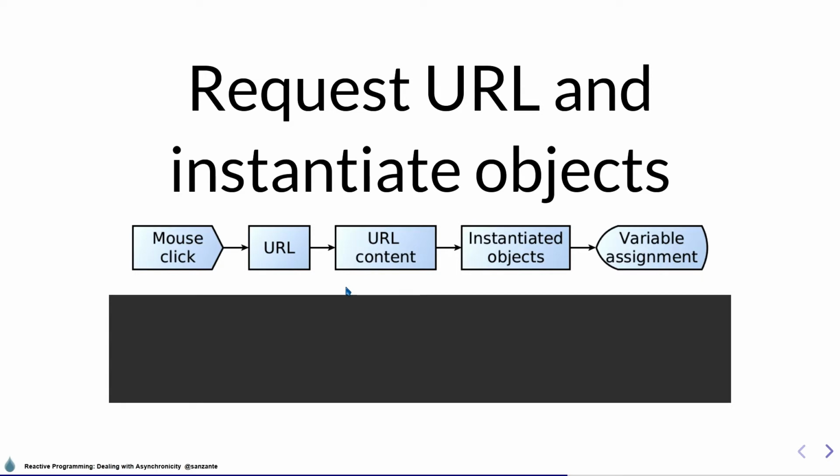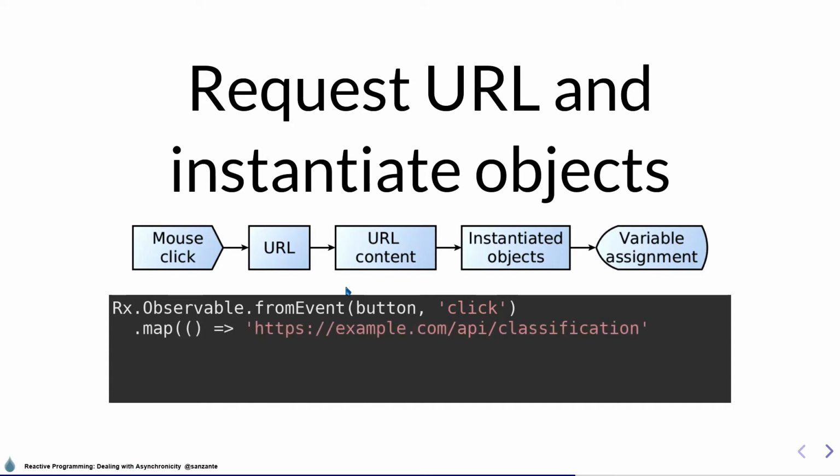Another example, one I mentioned before in the previous slides, is requesting a URL and instantiating objects. So we have a mouse click, which maps to a URL, then we get the URL content, then instantiate objects, and then assign them to a variable. Well, we have the observable from the click button, then we map that click to a URL, then we fetch that URL.